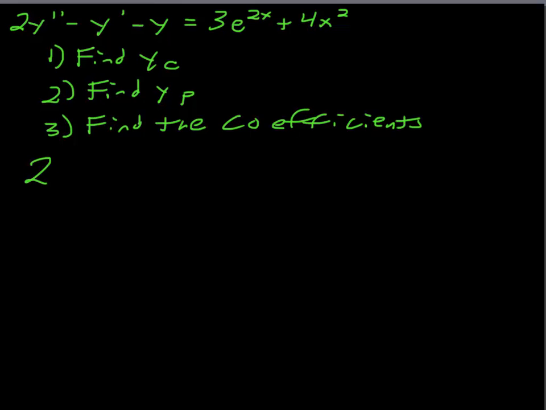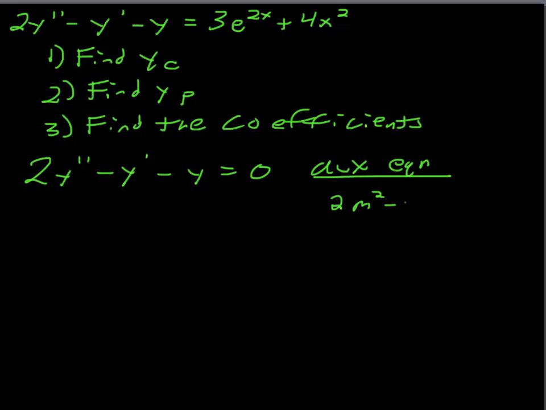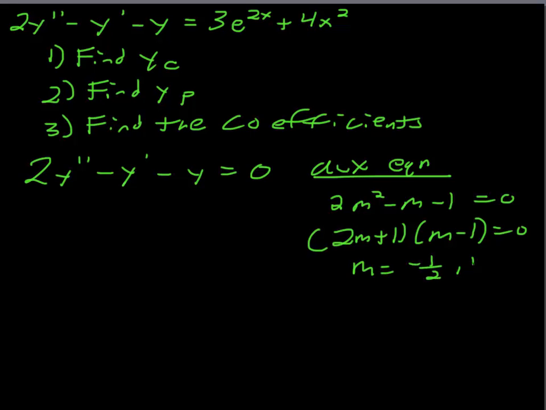So the first thing we're going to do is set 2y double prime minus y prime minus y equals 0. The auxiliary equation is 2m squared minus m minus 1 equals 0. And I do believe that this is 2m plus 1 times m minus 1 equals 0. Negative 2 plus 1 is negative 1, yep. And so m is equal to negative 1 half and 1.